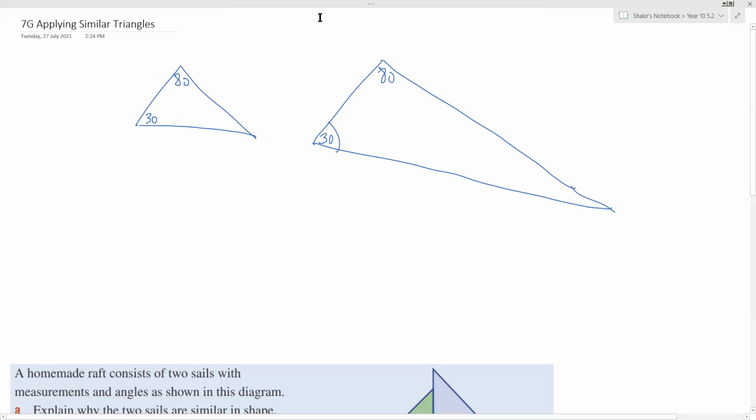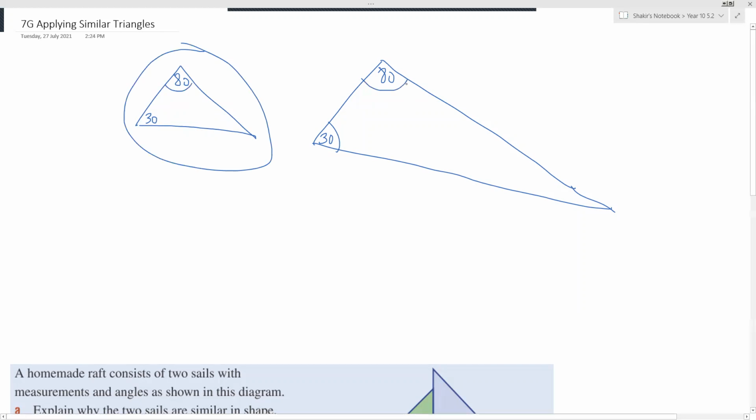like if you were to enlarge this figure, what would this angle become? And it would become that angle there. So it's like the corresponding angle. And finally, 30, 80, 170. So this would be 70, and that would be 70. So angles are exactly the same.